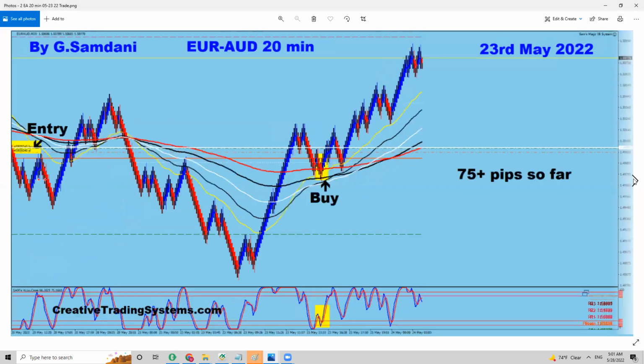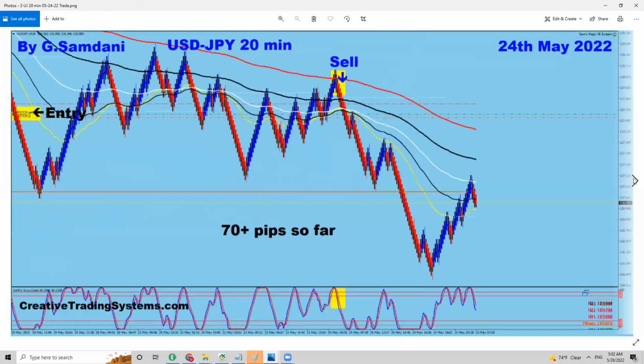And here Euro Aussie on the 23rd, again a buy order. You can see the entry here, and SL and entry. This is where the setup is, and where entry was, and it's gone 75 pip to the upside. And Euro was getting strong as well, so Euro pairs went up.